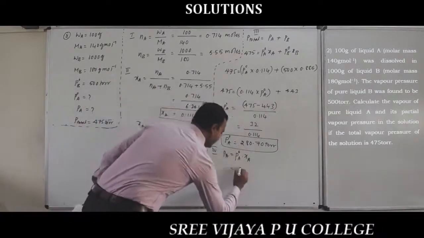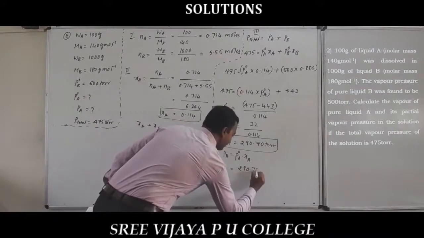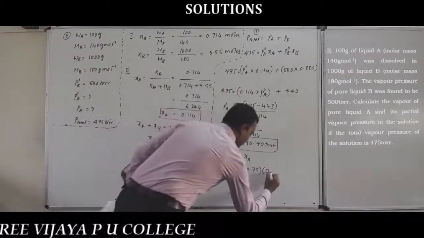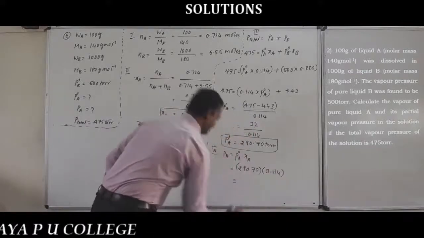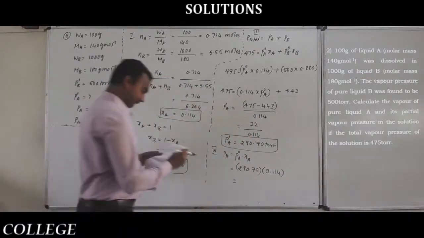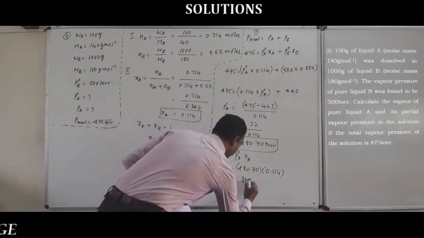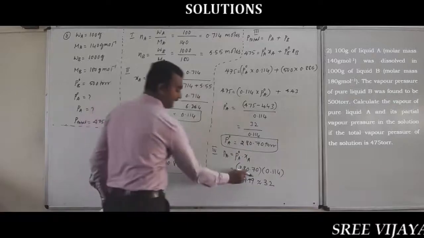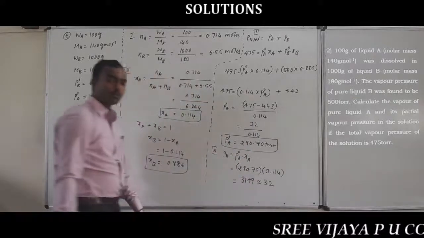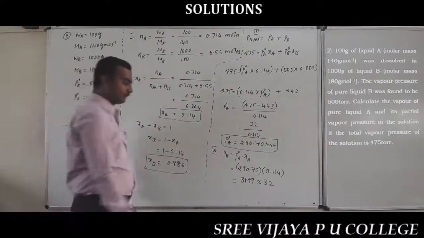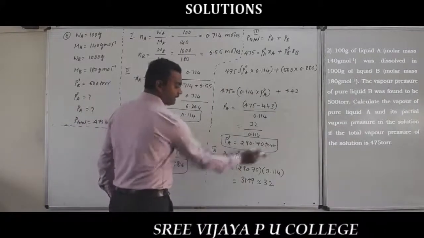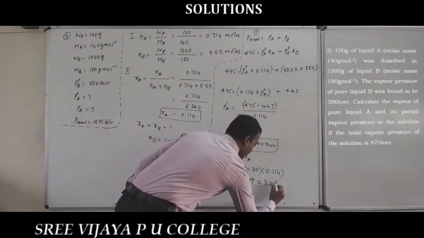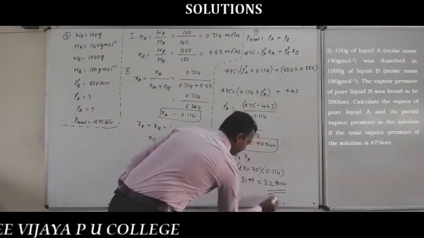So P naught A is 280.70 torr into XA. We know that the XA value is 0.114. So what is the value? That is around 31.99, approximately 32. 280.70 into 0.114, that is 32. Here the P naught A is in torr, and mole fraction has no unit, therefore PA is equal to 32 torr, that is the unit of partial pressure.